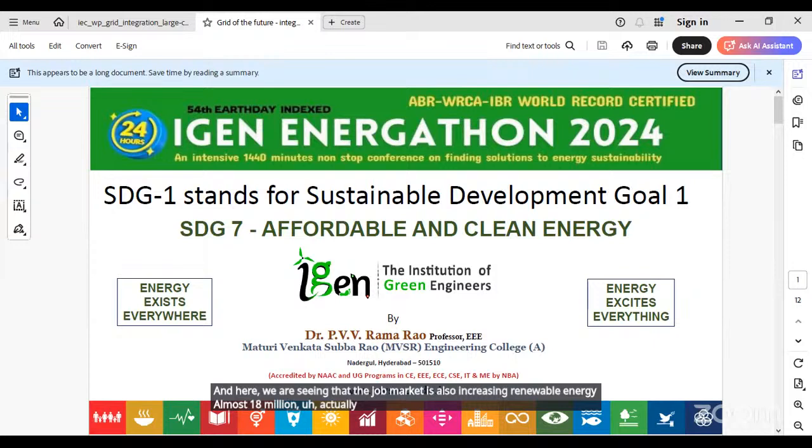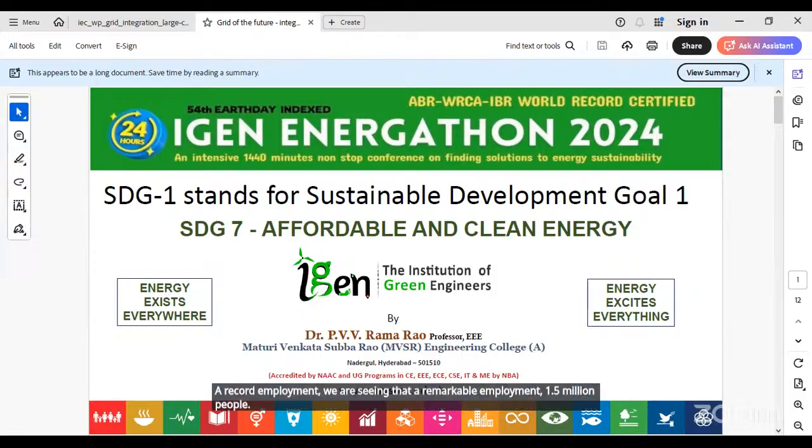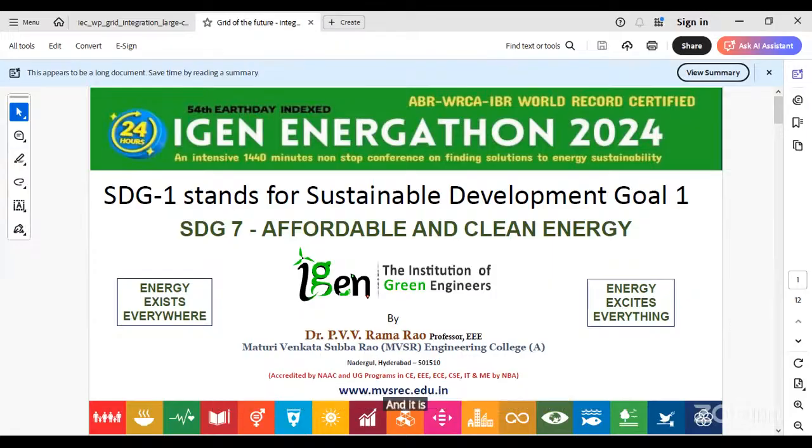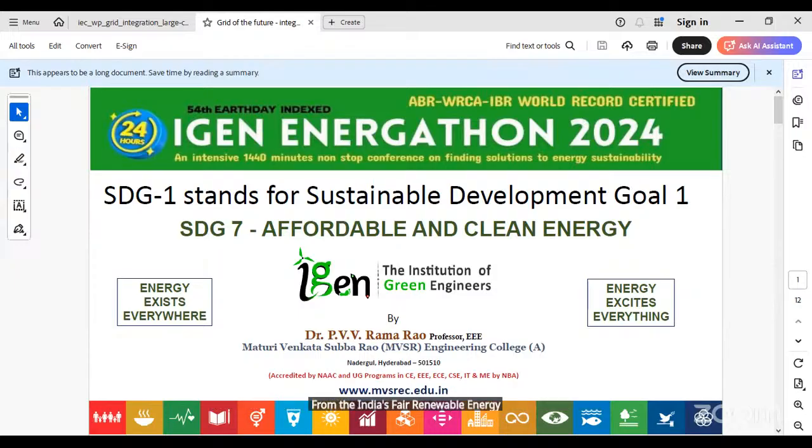Actually, it is record employment, a remarkable 11.5 million people in Europe, and it is increasing day by day. Even we are part of that renewable energy sector employment. Our India is also contributing to a much larger extent. This is what I understood from India's renewable energy report, through MNRE and others.